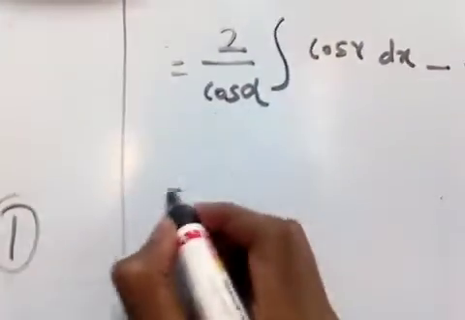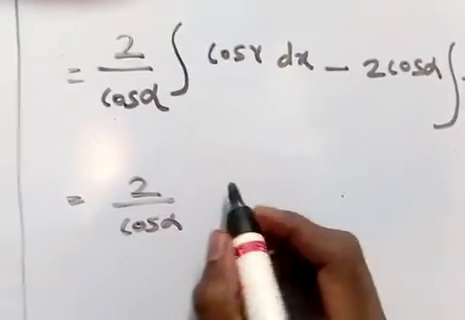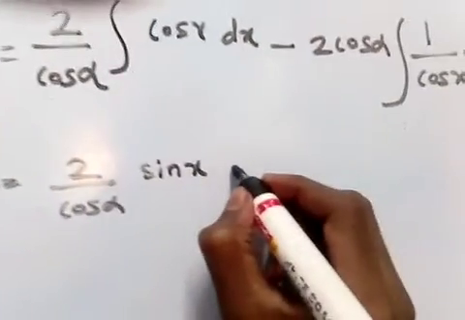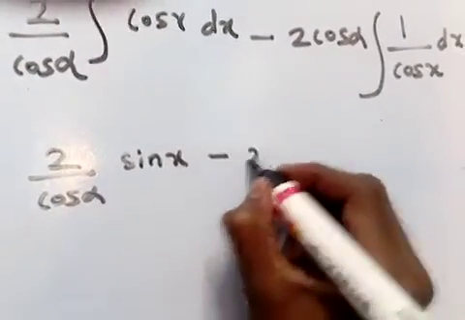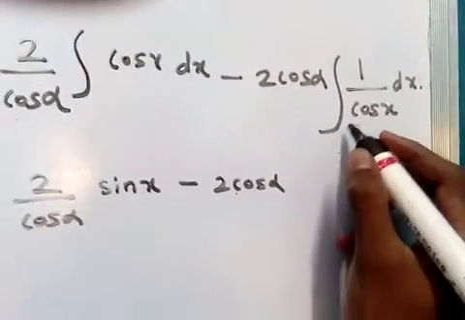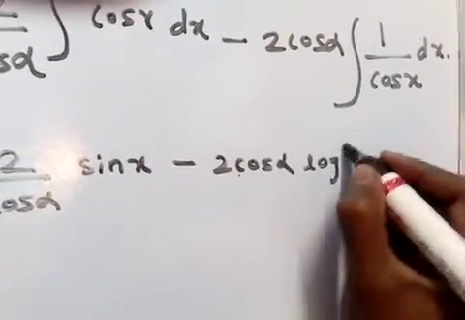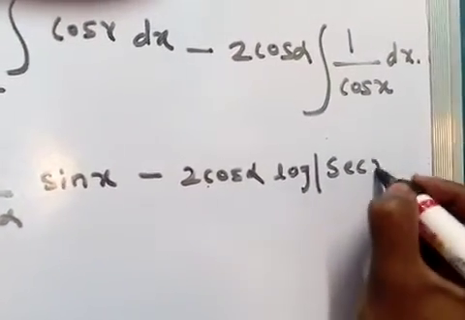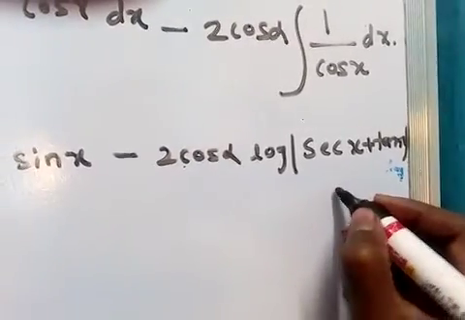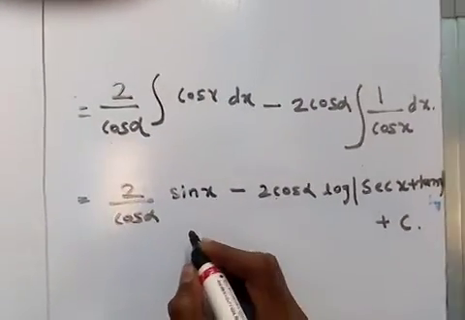So this is equal to 2 upon cos alpha, and we know the integration of cos x dx is sin x, and minus 2 cos alpha into the integration of 1 upon cos x, that means sec x. So the integration of sec x is log of mod of sec x plus tan x, and the constant of integration plus c. This is your final answer.